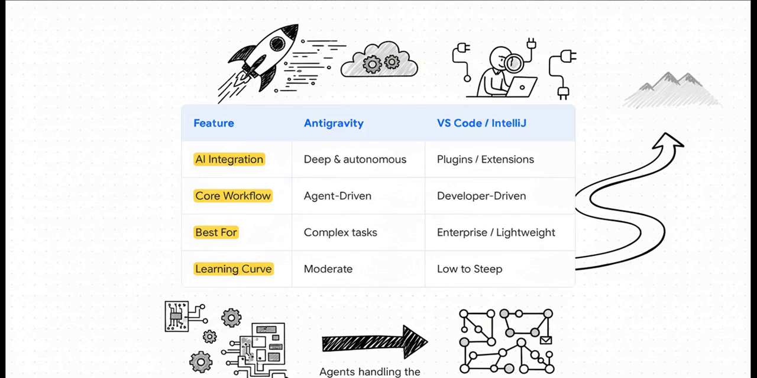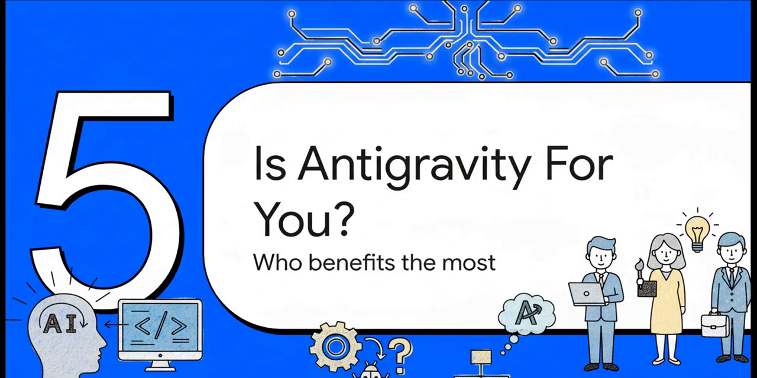And what about the big players, like VS Code and IntelliJ? Well, for them, AI is a plugin. It's an extension you add on. In Antigravity, the AI is the core workflow. It's a fundamental shift from manually writing the code to simply describing the goal and letting the agents handle the rest.